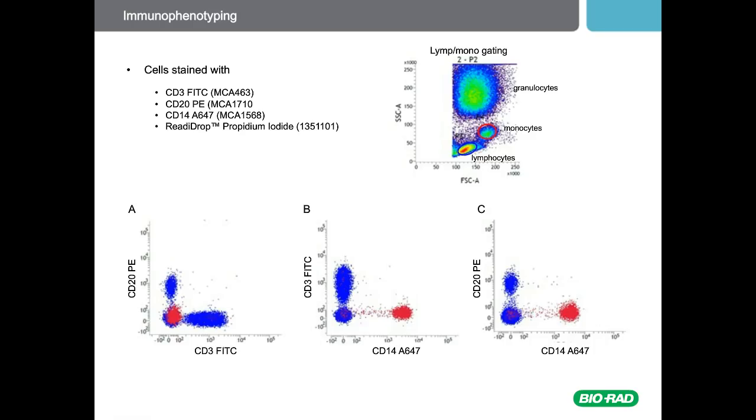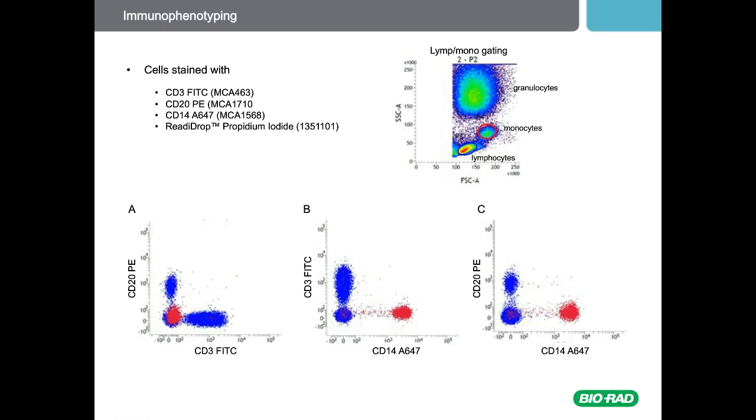As we can see in panel A, there is a clear CD3 positive population and a clear CD20 positive population within the lymphocyte gate, representing T cells and B cells, as expected. And within the monocyte gate, which are red, they are negative for both markers. In panel B, in the middle, this shows the CD3 positive T cells and the CD14 positive monocytes, with a negative lymphocyte population, which is the B cells.